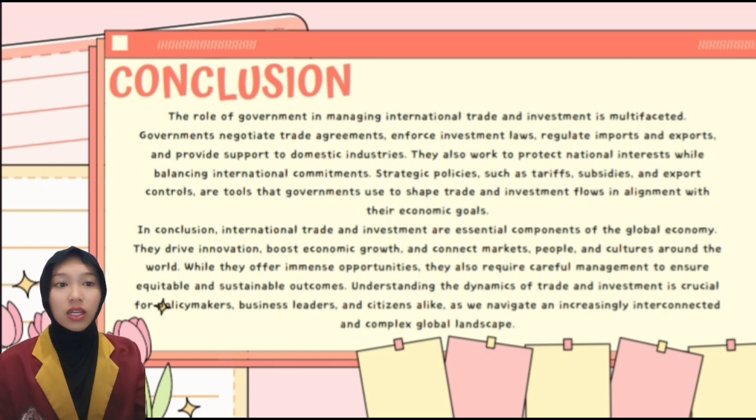International investment is also influenced by factors such as political stability, legal frameworks, infrastructure, labor costs, and market size. Investors seek environments where the risk is manageable and the return potential is high. Political risks such as corruption, expropriation, or civil unrest can deter foreign investors. Thus, maintaining a stable and transparent investment climate is essential for attracting and retaining international capital.